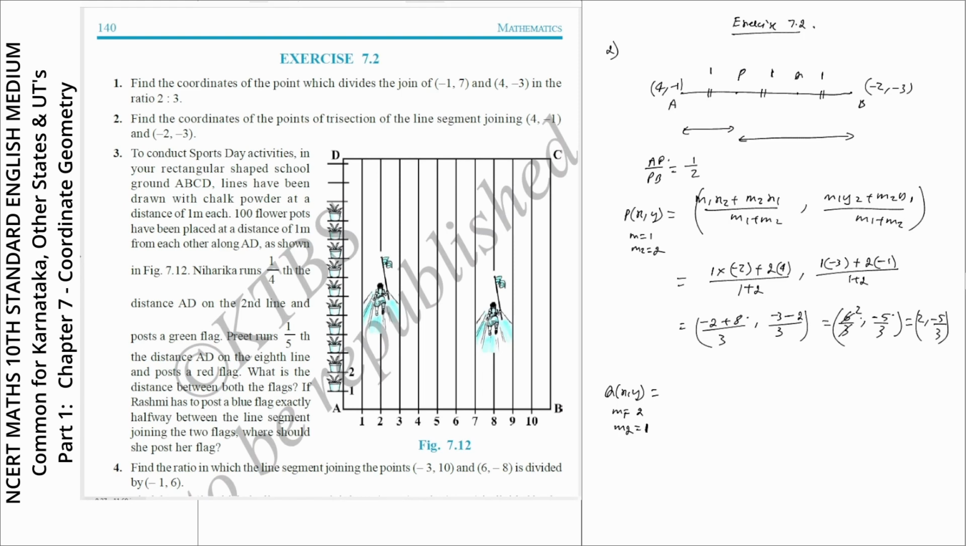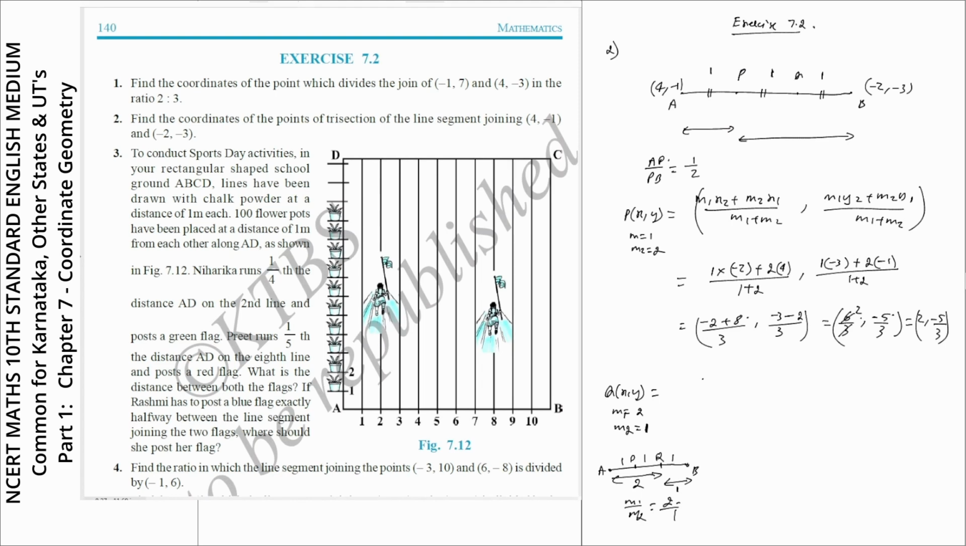Okay, so now I'll write again here the diagram. This is AB, this is PQ, lengths are like this, ratios are like this. Now here this length by this length is, this length is 2, this length is 1, so m1 by m2 is 2:1. So m1 I'll take 2, m2 as 1.